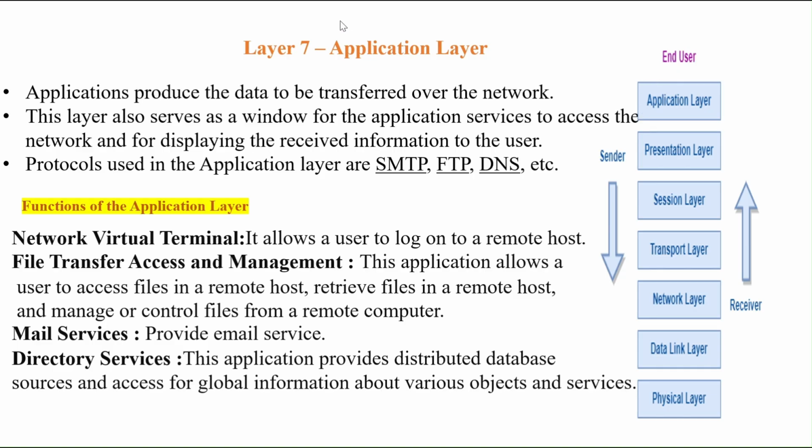This is the architecture which is used for all the layers. As I said before, the particular layers have their functionalities, and you must learn at least three functions. I have provided here some of the functions of the application layer: network virtual terminal, file transfer access and management, mail services, directory services. If you want these lines, pause the video and take a screenshot, no problem. You can write them anywhere or in your notes.